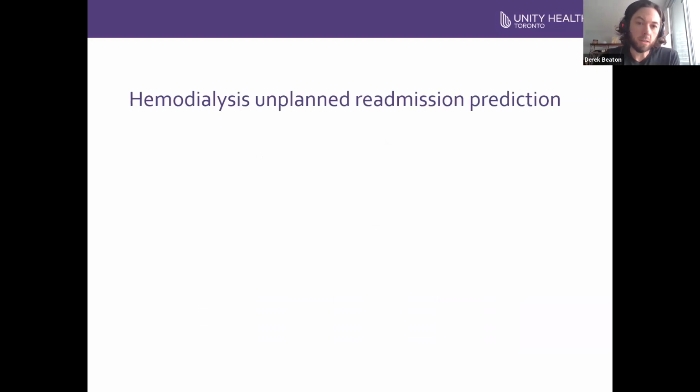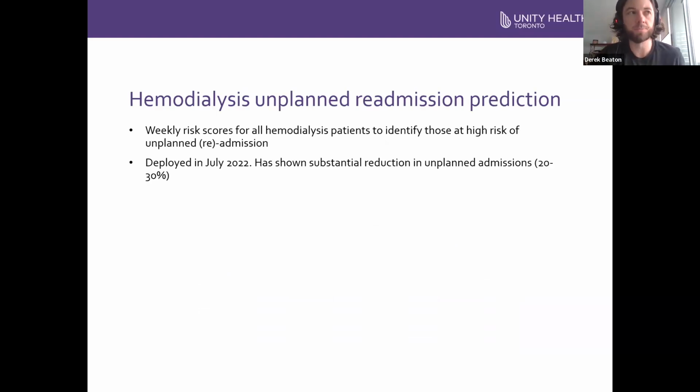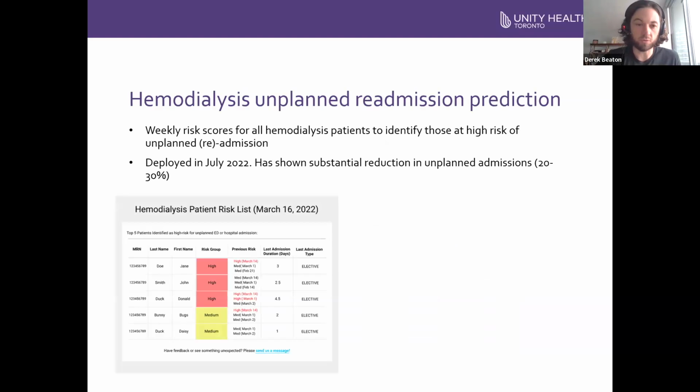The hemodialysis unplanned readmission prediction tool is a weekly tool that will generate risk scores for all hemodialysis patients. And the point of this is to help highlight those that are at highest risk of coming back to the emergency department after a dialysis session. This was deployed in July 2022 and has shown a substantial reduction in unplanned admissions.